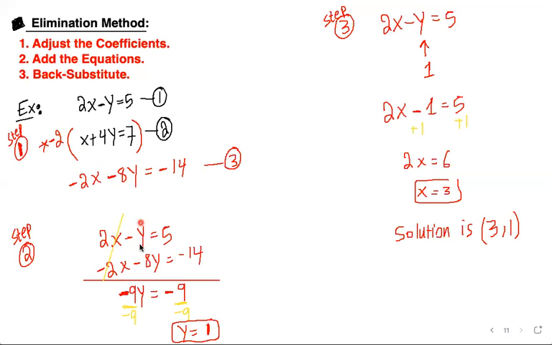Now we do the addition. Minus y minus 8y gives me minus 9y. 5 minus 14 is minus 9. Now we find the value for y. After we find the value for y, I need the value for x. So I go back and substitute into one of the equations, 1 or 2. I plug it into the first equation. After I plug it in, I find the value for x. And this is my solution, 3 and 1.